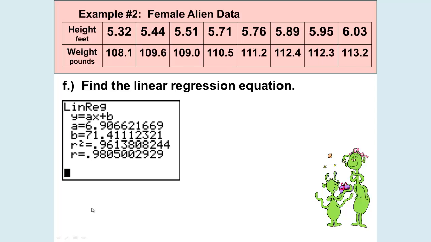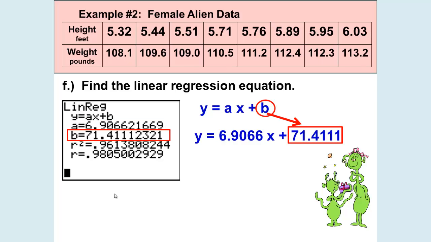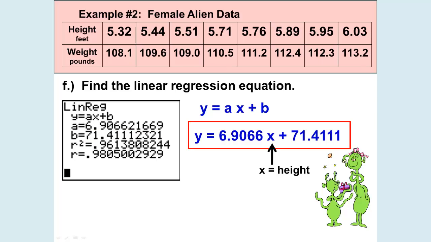We'll remember our screenshot from previous, and our linear regression equation is y equals ax plus b. It's even given there in our screenshot. And we will fill in the a and the b. A being 6.9066 rounded to 4 decimal places. So that gives us y equals 6.9066x. And our b being 71.4111. And that gives us our equation, where x is the height in feet of our female aliens and y is the weight.